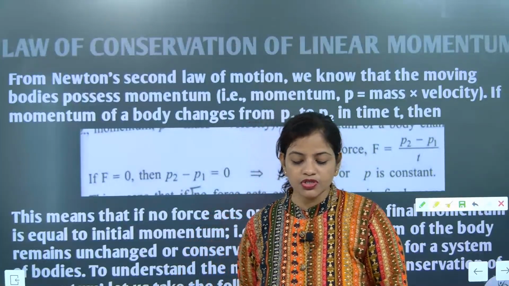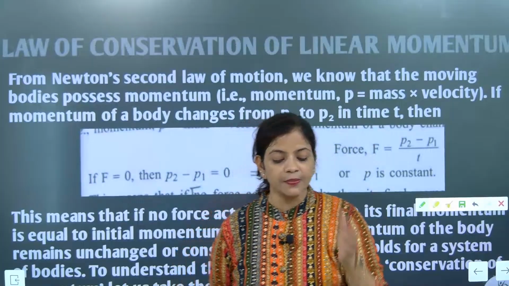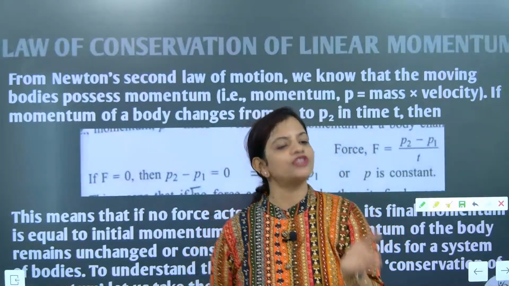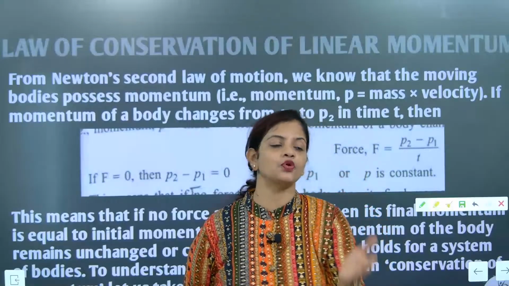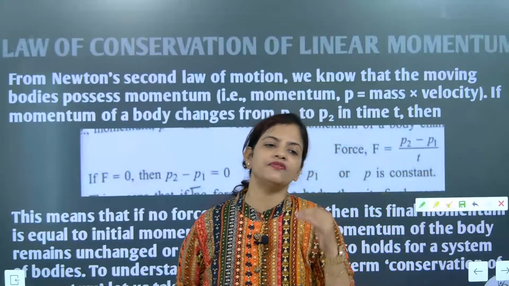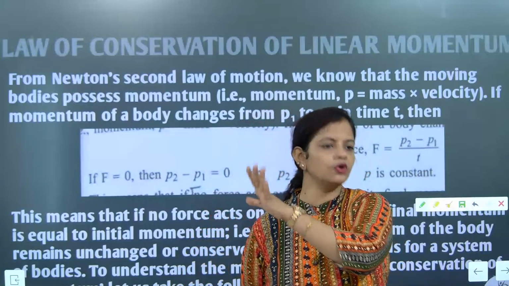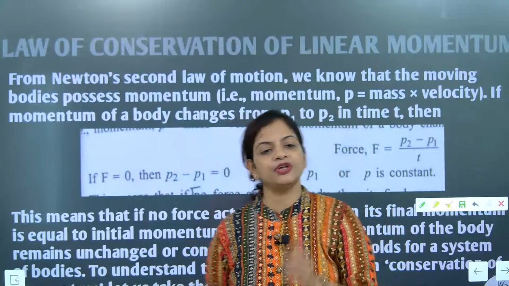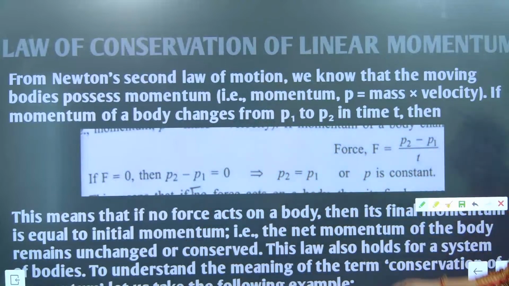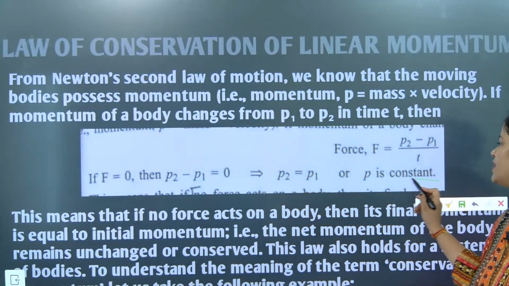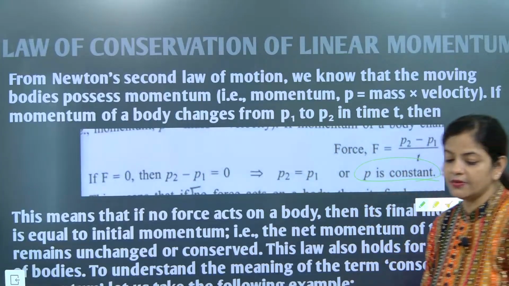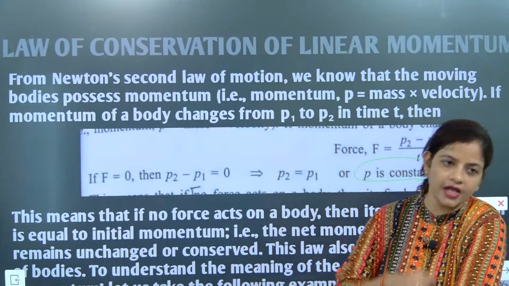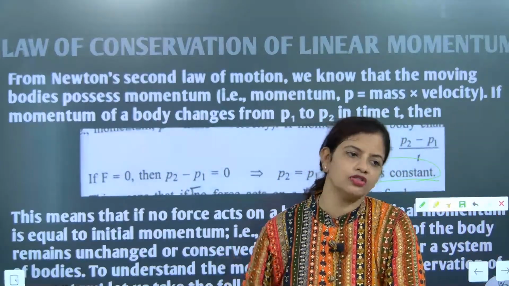So Newton's second law of motion, what is it telling? Directly it is indicating only one thing: rate of change of momentum is directly proportional to force. So (P2 minus P1) by time is equal to force. But what if no force application is there? At that time P2 minus P1 is equal to 0. That means momentum is constant. When force application is not there, at that time momentum will be constant, understood?